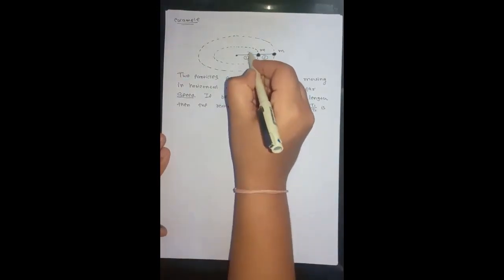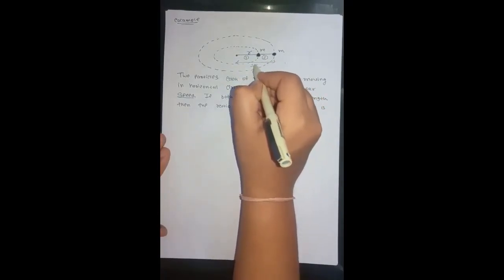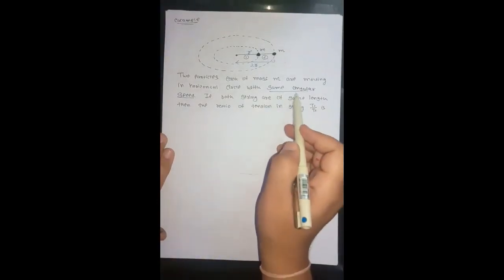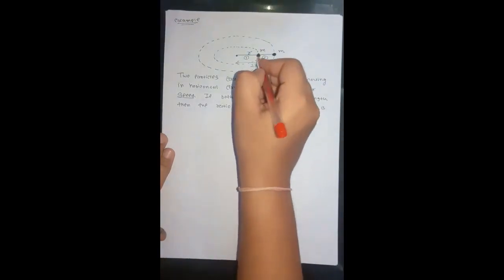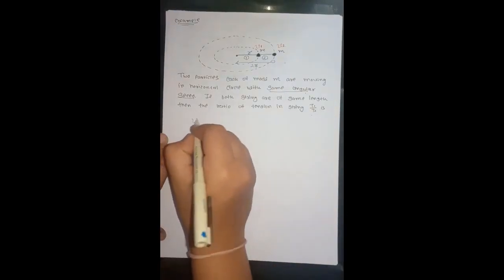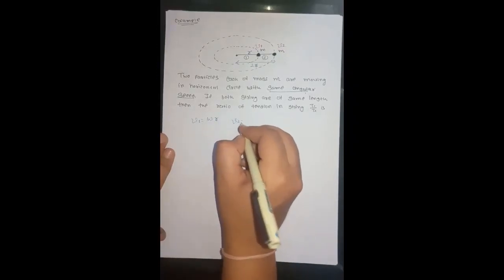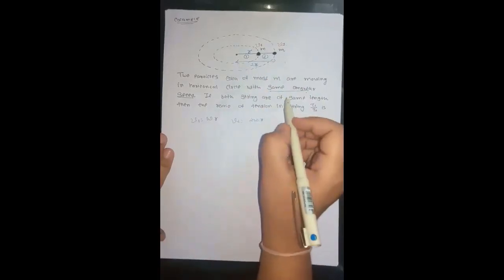They both have the same length. Let's say the length of this is r, so the length up to this will be 2r. This is r plus r, that will be 2r. They both have the same angular velocity, but the linear velocities will be different. Let's say the linear velocity of the first object is v1 and of this is v2. So v1 is equal to omega r and v2 is equal to 2 omega r, as the radius is 2r.